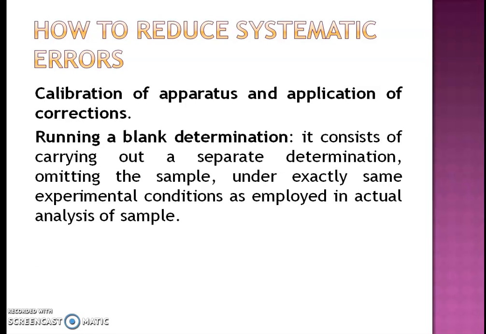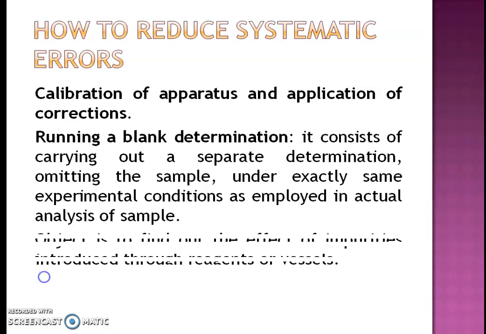Second method is running a blank determination. It consists of carrying out a separate determination omitting the sample. So here what we do is we carry out two determinations. In one determination we add our sample, and in the other determination we do not add our sample. So this will help in determining if the error is introduced due to reagents or not.